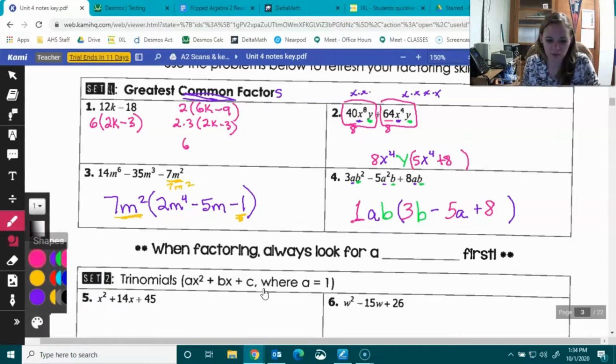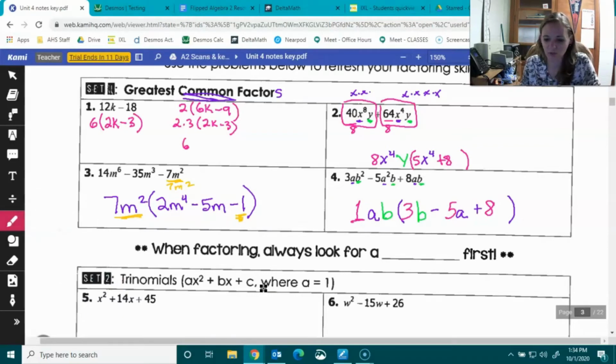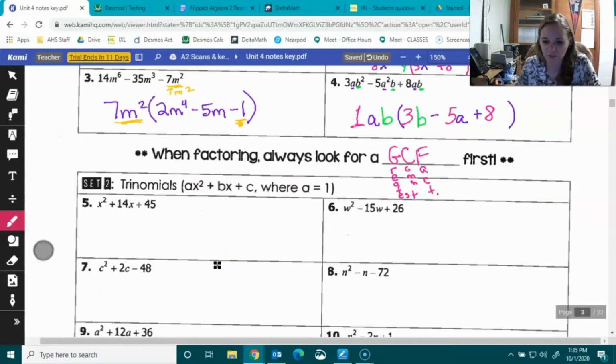So let's continue on filling this in. When we are factoring, we are always looking for a GCF, which is, of course, greatest common factor. If you forgot what that means, you should write that out. Greatest common factor, which is up here too. All right, write that out if you need to.